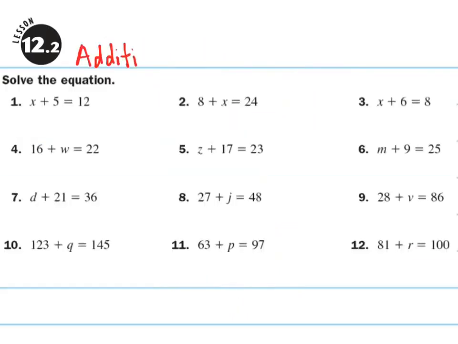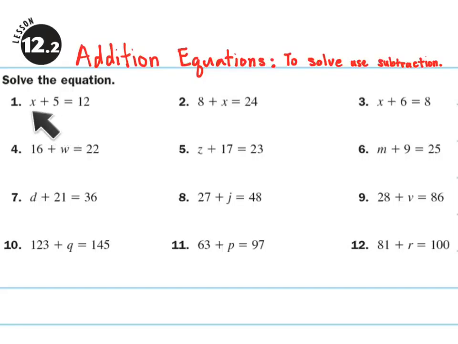Now, to start off, addition equations. To solve these, we need to use subtraction. So, even though it's an addition equation, we're going to use subtraction to solve it. If you notice right here, we have x plus 5 equals 12. In order for us to solve for this, we're going to use subtraction. The very first thing is we're going to locate that variable, and we have x. Then we're going to do the opposite of adding 5, which is subtracting 5.